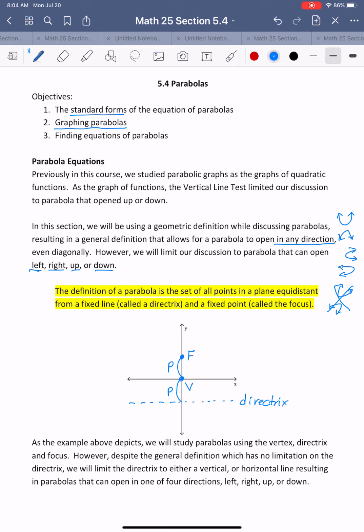So we're going to graph in a slightly different way, right? We use the vertex with two other points, but this time we are using the length of p. As in the example above, we will study parabolas using the vertex, directrix, and focus. However, despite the general definition having no limitation on the directrix, we will limit the directrix to either a vertical or a horizontal line, resulting in parabolas that can open in one of four directions: left, right, up, and down. We're not going to think about other ways.